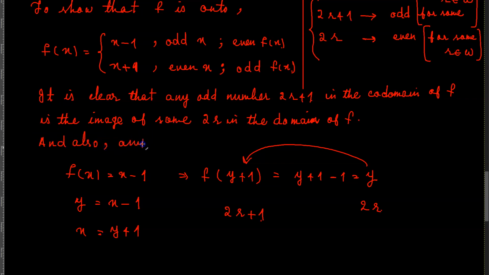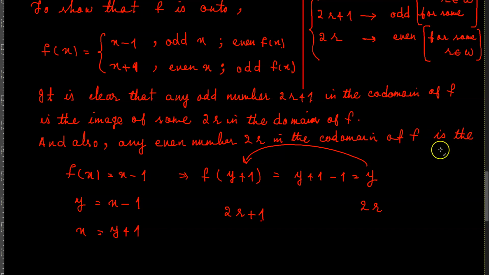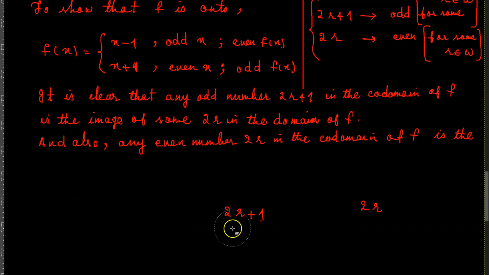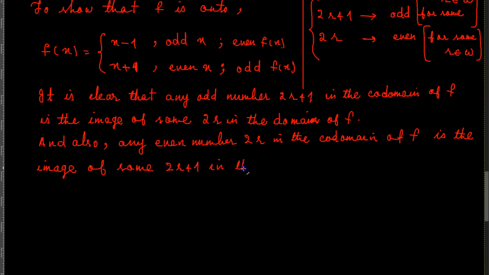Which means that here I can write that also any even number 2r in the codomain of f is the image of some 2r plus 1 in the domain of f, right?